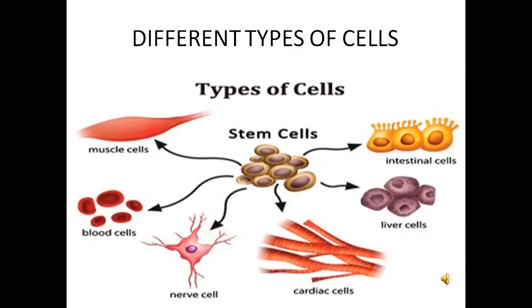Types of cells are the stem cells, intestinal cells, liver cells, cardiac cells, nerve cells, blood cells and muscle cells. So our body is made up of many different kinds of cells. Each type of cell is specialized to perform a specific function.